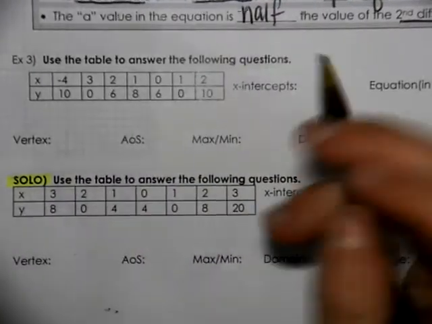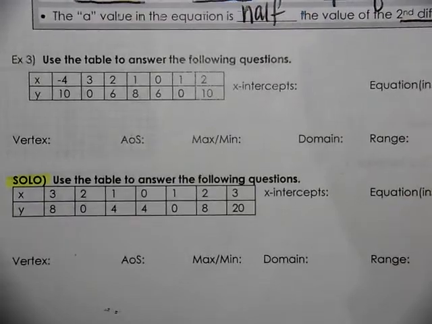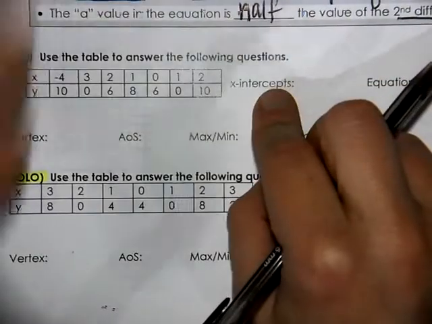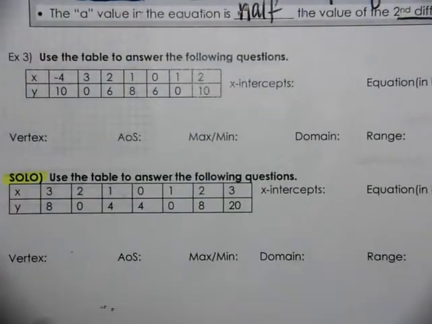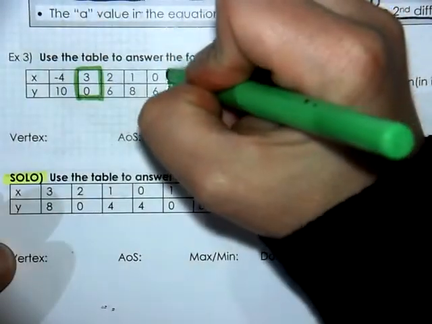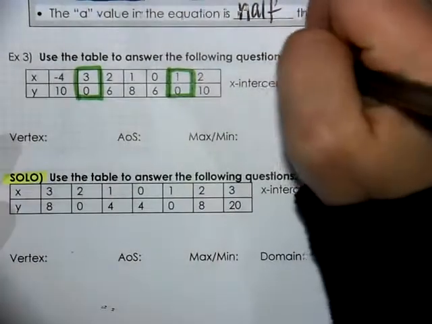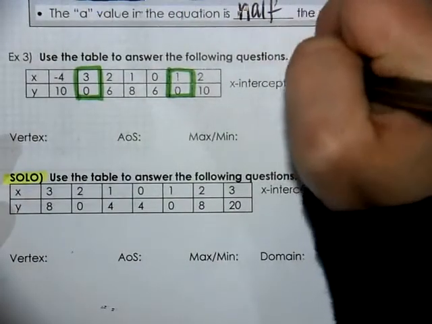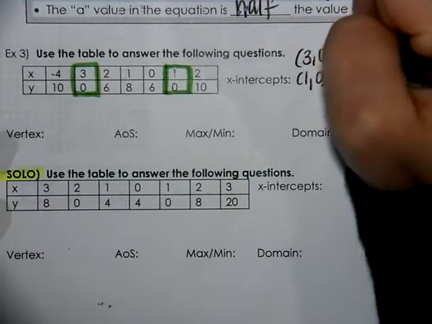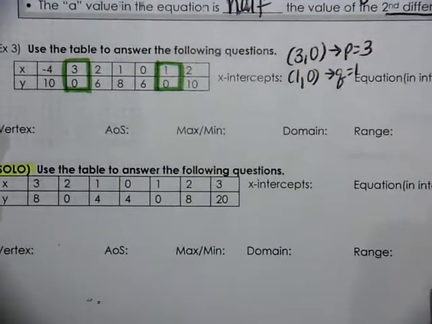In this table, let's see what we can identify. First of all, let's see if we can identify our x-intercepts. Our x-intercepts, remember, happen whenever y is equal to 0. I noticed that y is equal to 0 at (3, 0) and at (1, 0). So my x-intercepts are located at (3, 0) and (1, 0), which means I can say that p is equal to 3 and q is equal to 1.